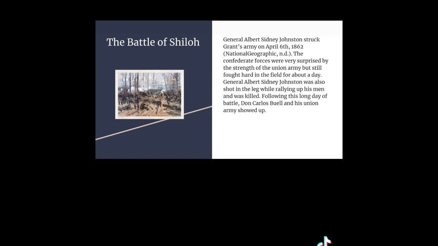The Confederate forces were very surprised by the strength of the Union Army, but still fought hard in the field for about a day. General Albert Sidney Johnston was also shot in the leg while rallying up his men and was killed. Following this long day of battle and the death of General Johnston, Don Carlos Buell and his Union Army showed up.